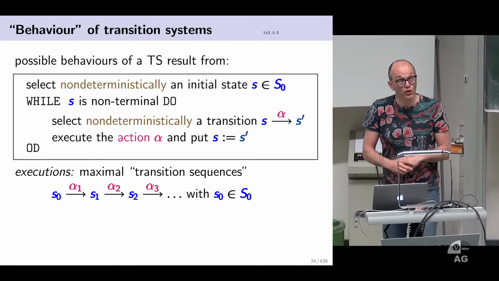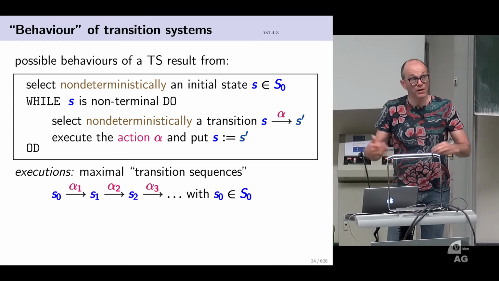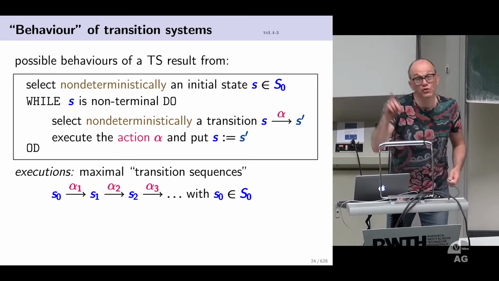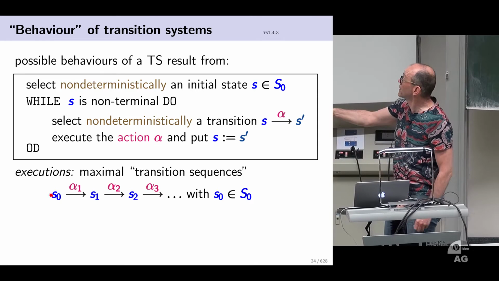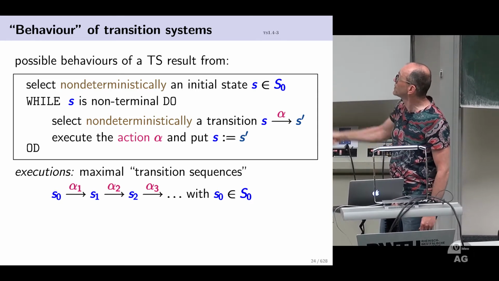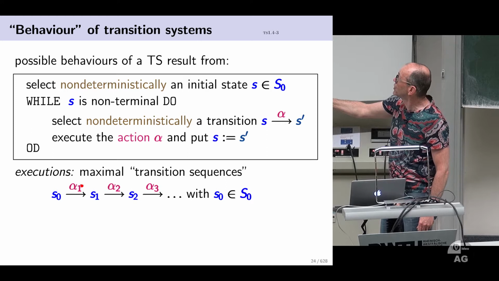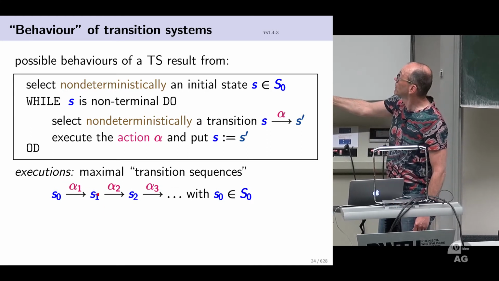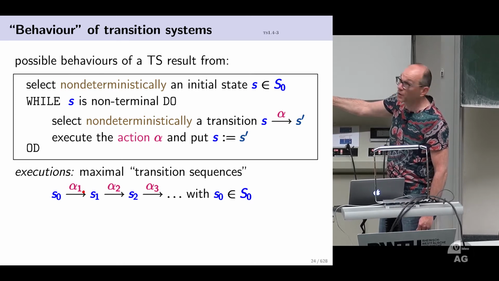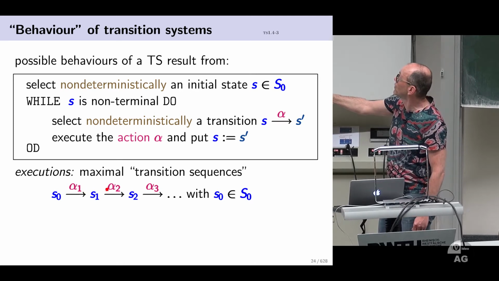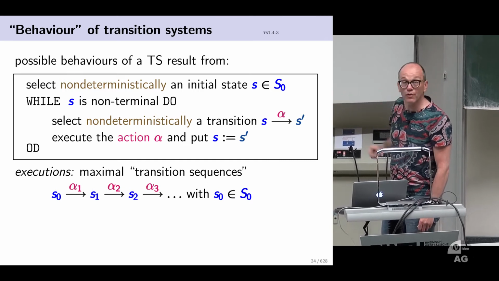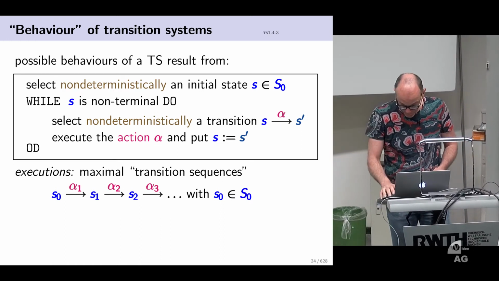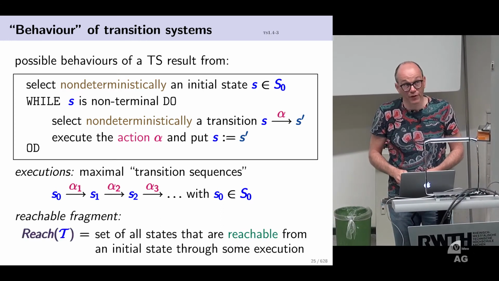Good, so what is now an execution? An execution is a possible output of this algorithm. Namely, how did you traverse the transition system? You maybe started with S0 because S0 is an initial state. Then we have selected perhaps initially alpha 1. We move to one of the target states, S1. In S1, we have again selected one of the possible edges of S1, maybe alpha 2. We move to S2 and so forth. We call these executions. So executions are typically infinite.